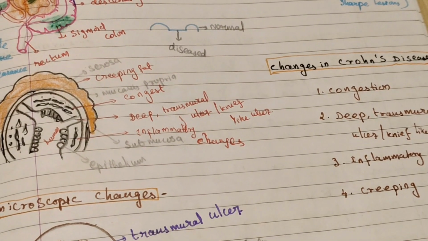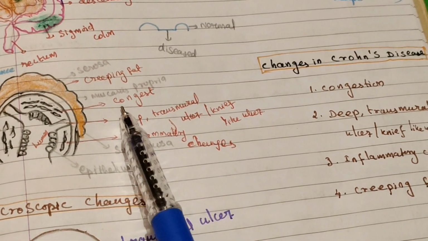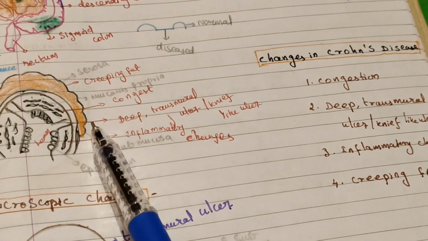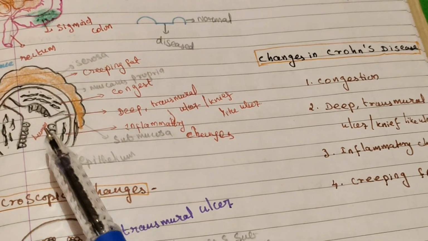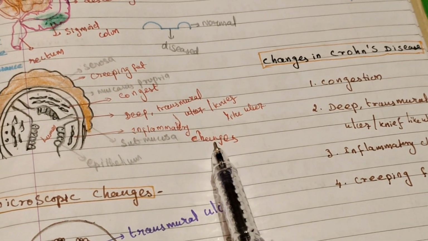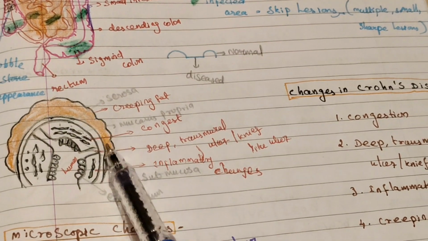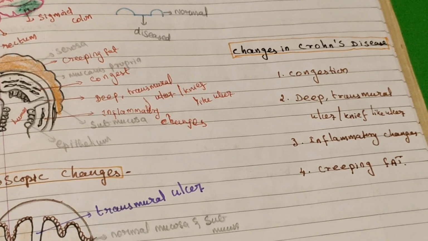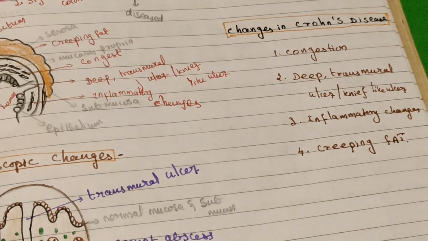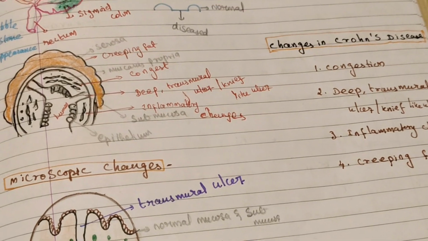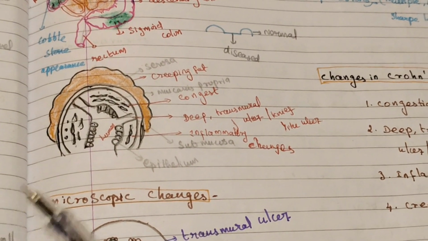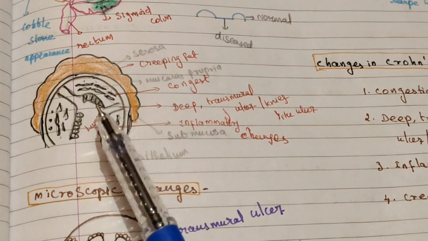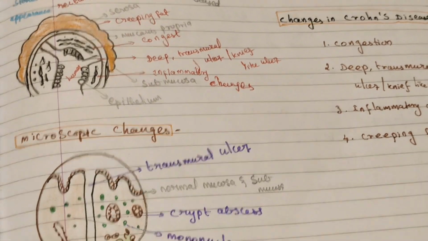Changes in Crohn disease: what are the changes we can find? We can find congestion. Then a deep transmural ulcer or knife-like ulcer. Then inflammatory changes. Then creeping fat. So the changes in Crohn disease are congestion, deep or transmural ulcer or knife-like ulcer, inflammatory changes, and creeping fat. Through the mucosa, submucosa and so on, these are the four changes we can identify.